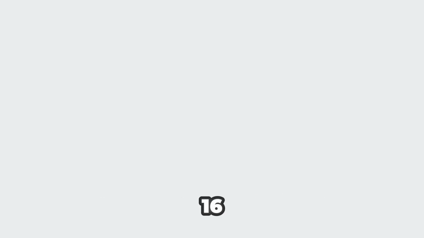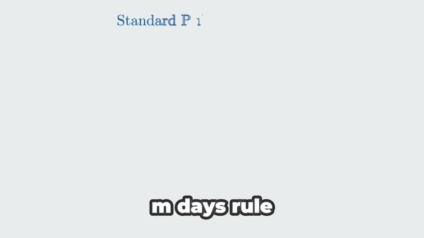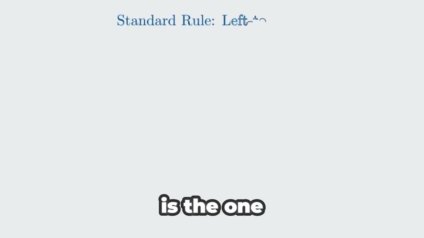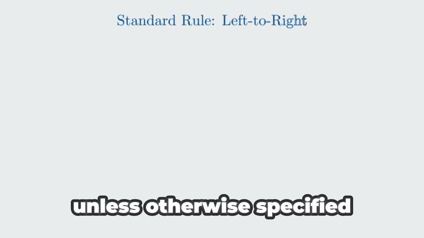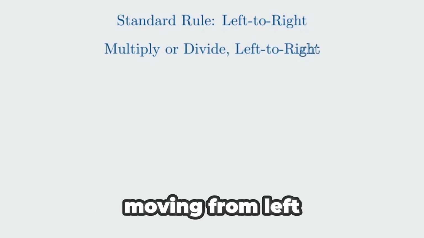So we've explored why both 16 and 1 can be considered answers, but which one is truly correct? According to the universally accepted standard for algebra, the answer is 16. This standard is defined by the order of operations, specifically that multiplication and division have equal priority and are performed from left to right. The standard rule, sometimes called the left to right rule, is the one we should always use unless otherwise specified. This means you simply scan the expression for multiplication or division and execute them in the order you find them, moving from left to right.